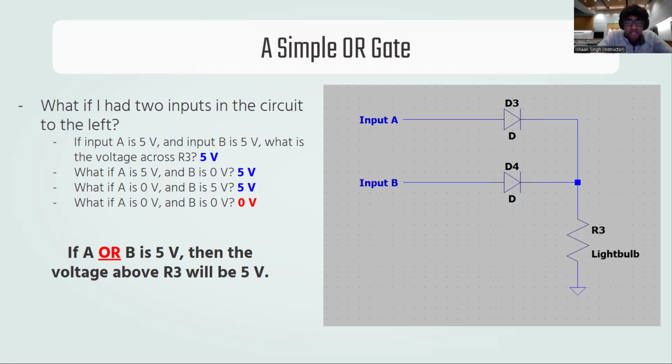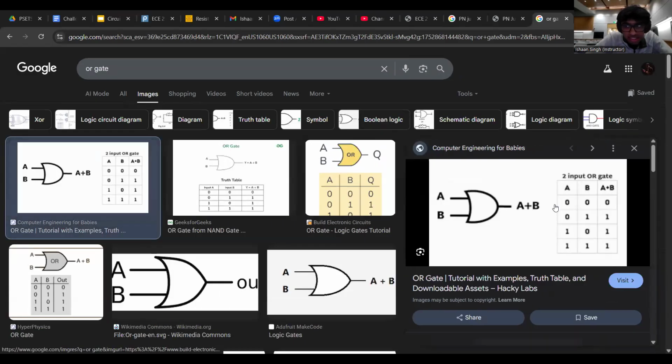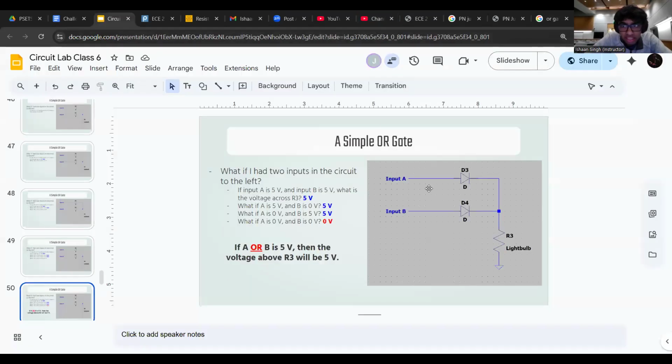So the problem is, what if I wanted to get you to make an AND gate? So an OR gate has a truth table like this. We typically model it like this. So if A is input A and B is input B, if A and B are both zeros, then we get a 0. If either one of them is a 1, then we output 1. Okay? That's the same thing that we did here. If A or B is 5 volts, then we get 5 volts here. But if neither of them are 5 volts, then we get 0.